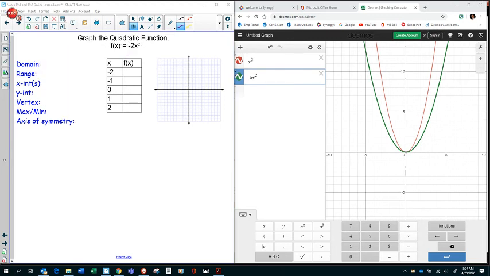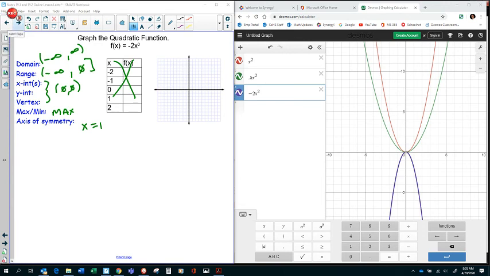So leaving these two here so you can see, again, this is my parent graph, the red one. The green one is the 0.5 x squared. Go ahead and graph a -2 x squared. You're going to see what happens when you just punch in -2 x squared. Okay, you notice that it got a little skinnier than the red one, because of the 2. It got fatter with a smaller number in front of it. The negative sign flips it upside down.